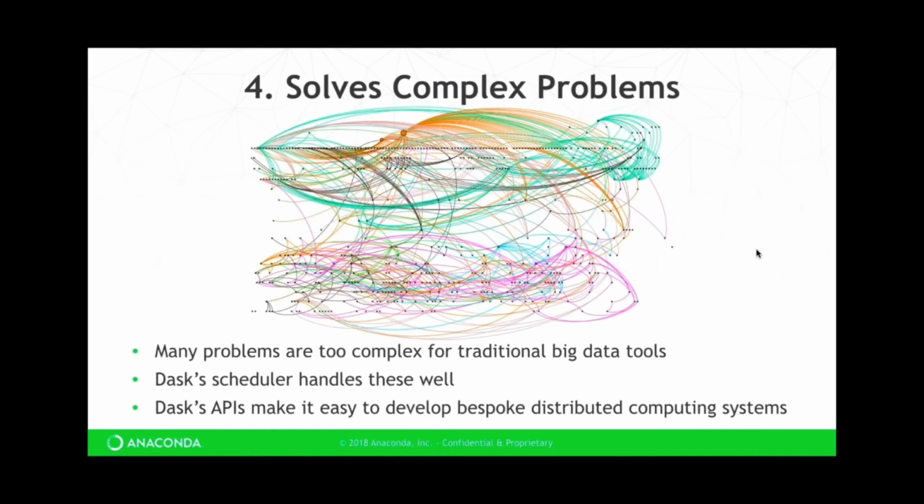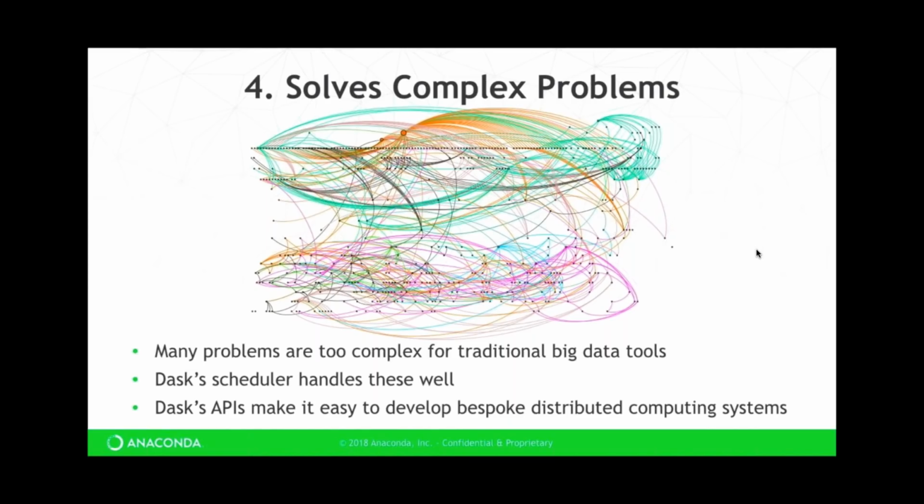Also, Dask helps solve complex problems. So many people have problems that are highly parallel, but don't fit easily into sort of the big data frame model. The graph we're seeing here is a task graph of a credit risk calculation done by a large retail bank when people apply for credit cards.